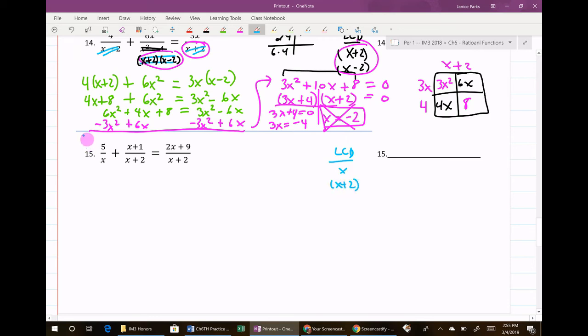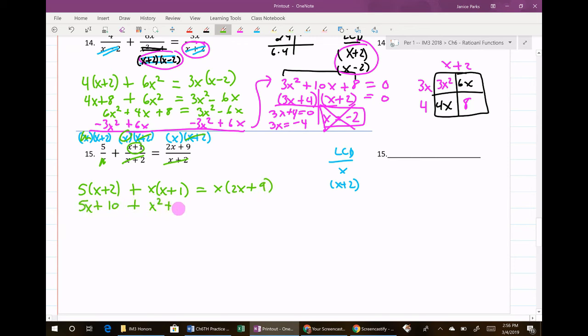For number 15, the LCD, you don't have to factor anything, is x and x plus 2. Cancel out your denominators. So we're left with 5 and x plus 2. In the middle, you're left with x and x plus 1. And at the end, you're left with x and 2x plus 9. So 5x plus 10, x squared plus x, 2x squared plus 9x. So on this side, I have x squared plus 6x plus 10, 2x squared plus 9x.